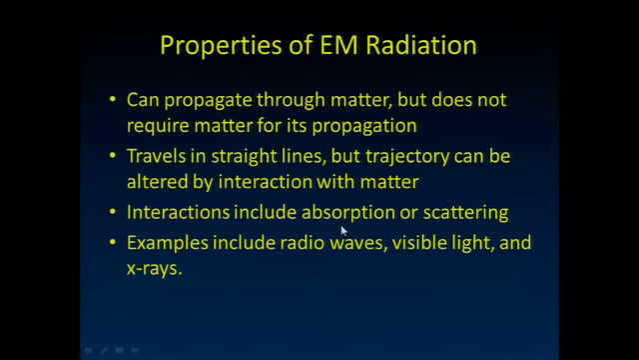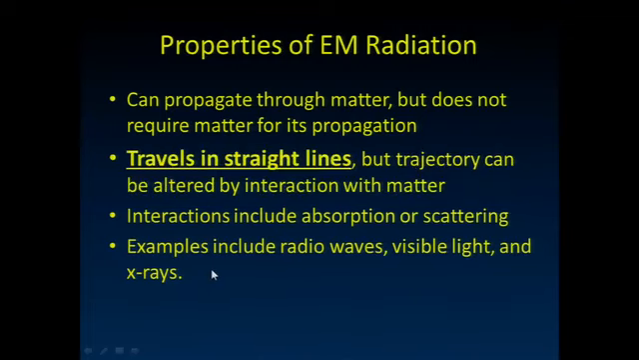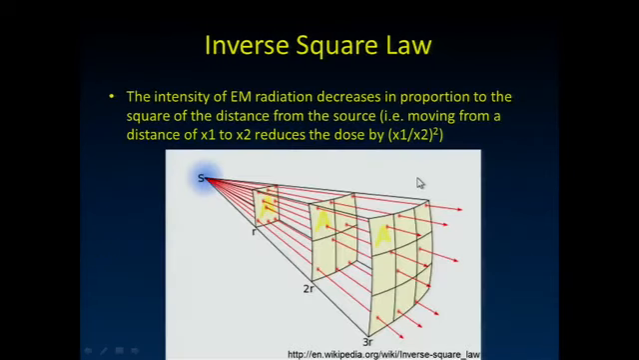The interactions are absorption and scattering. We already mentioned radio waves, which are going to be important to us in MR, visible light, and X-rays as examples. One of the first things I want to say is, notice this travels in straight lines. If we're in a vacuum or in air, for the most part, it travels in straight lines. If you think about that, that really explains one of the first things you're probably told in radiology, the inverse square law.